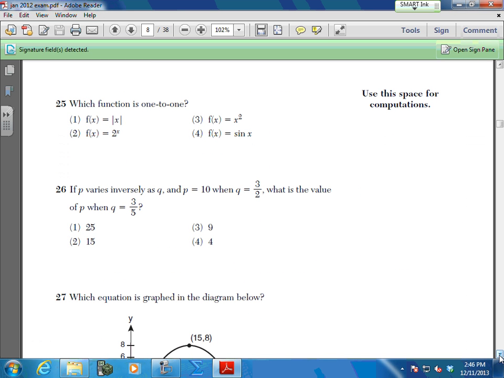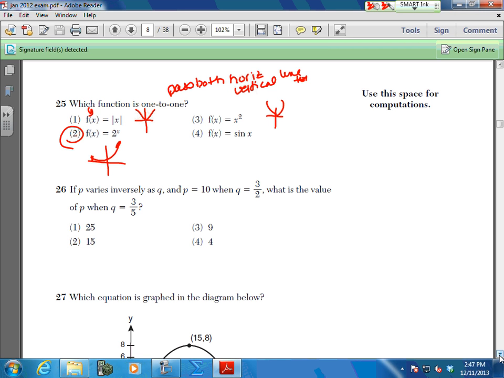Number 25 is actually a nice question. It asks if this function is 1-to-1. 1-to-1 says it passes both a horizontal and a vertical line test. So graph each of these. They're y equals. There's your absolute value. Whoops, doesn't pass a horizontal. Here's an exponential. Oh, and that passes both your horizontal and your vertical line test. And you know your sine curve does not. And you know your parabola definitely does not. It's like the absolute value.